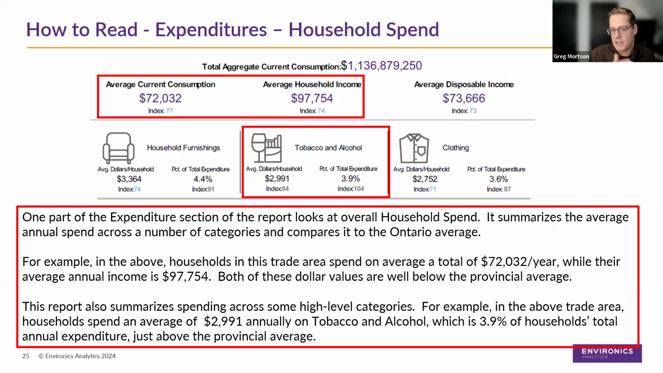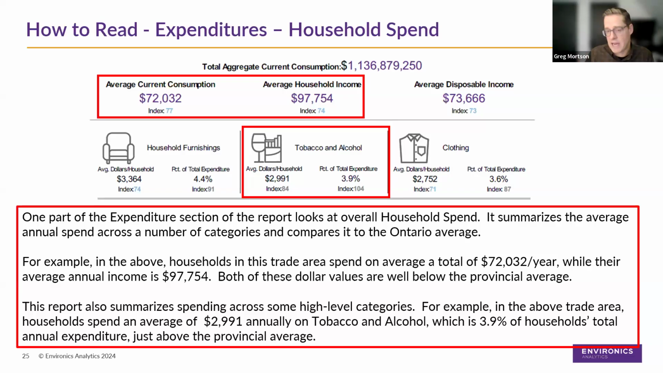So even though you can see they're spending less on tobacco and alcohol than the provincial average, as a percentage of their total expenditures in this trade area, it's actually a bit higher than what we're seeing in the rest of the province. So you can start to see the actual dollars as well as the percentage of their overall earnings per year that they're making. So very interesting set of data.